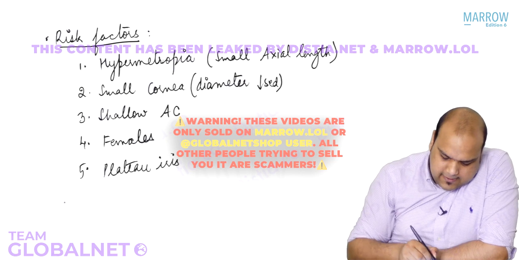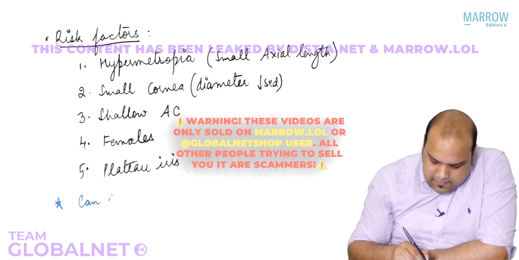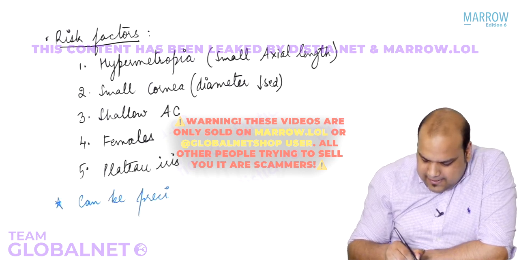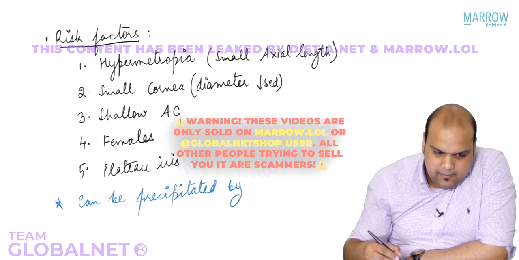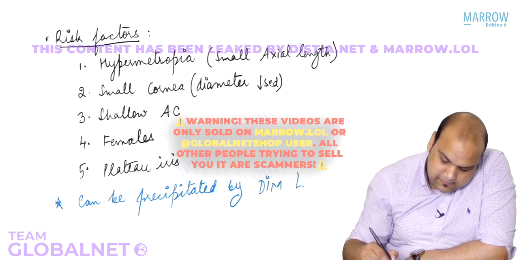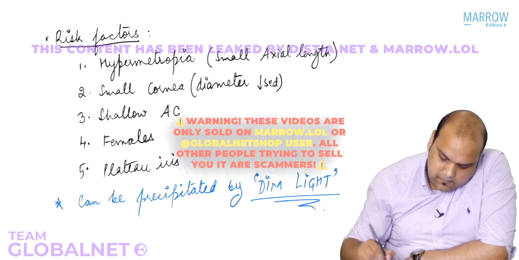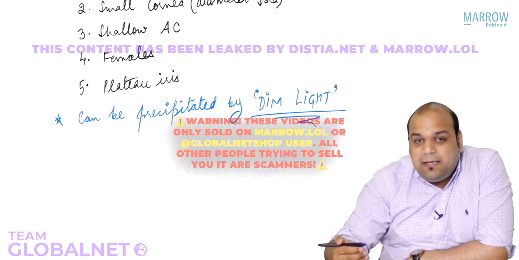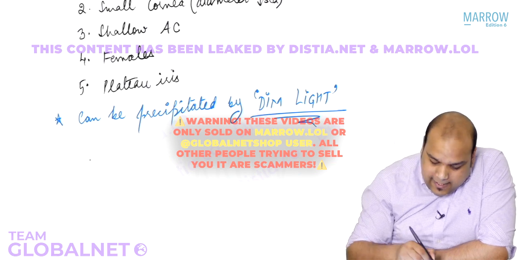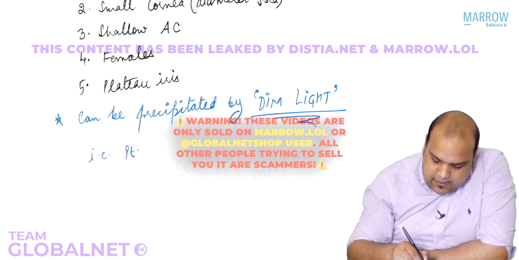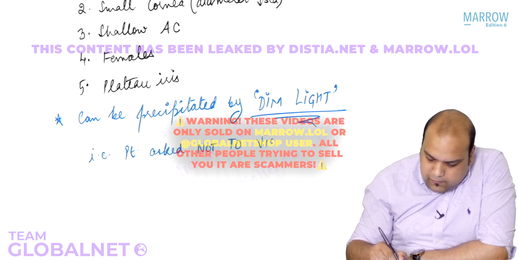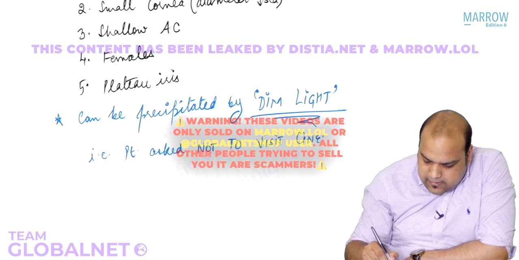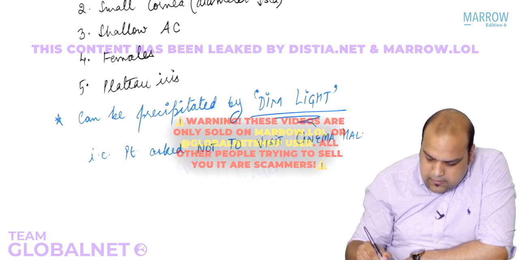All these risk factors can be precipitated by dim light. All these factors can be precipitated by dim light. That is why the patient is asked not to visit cinema halls.